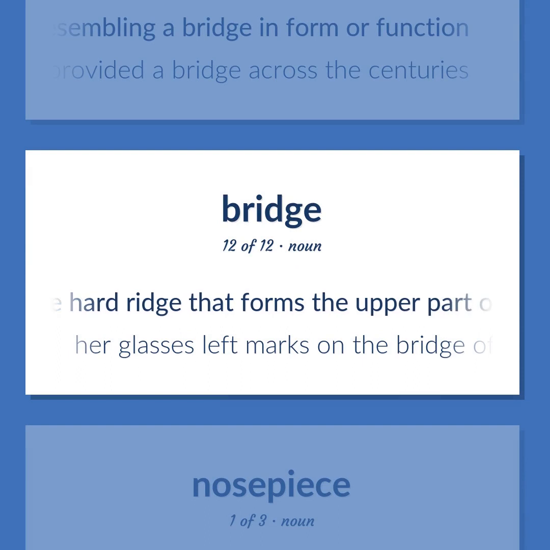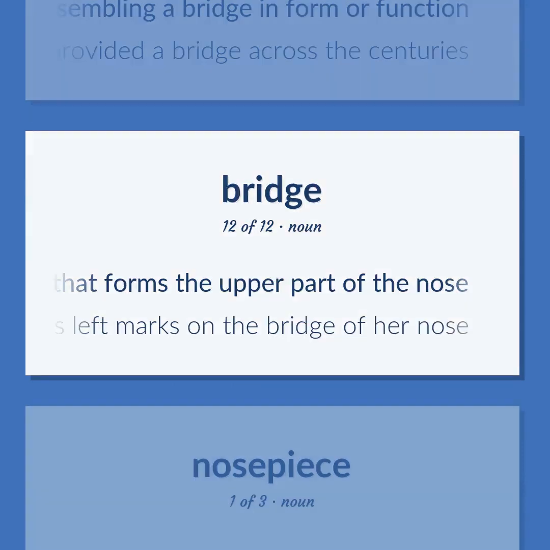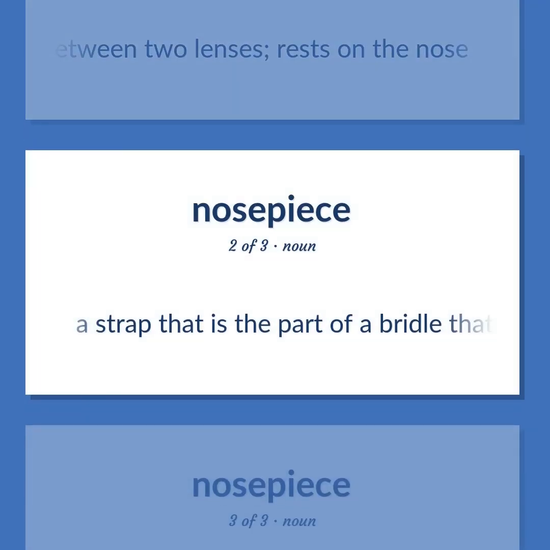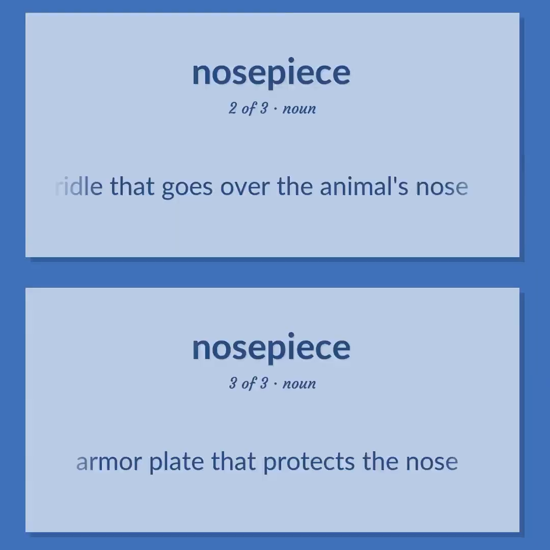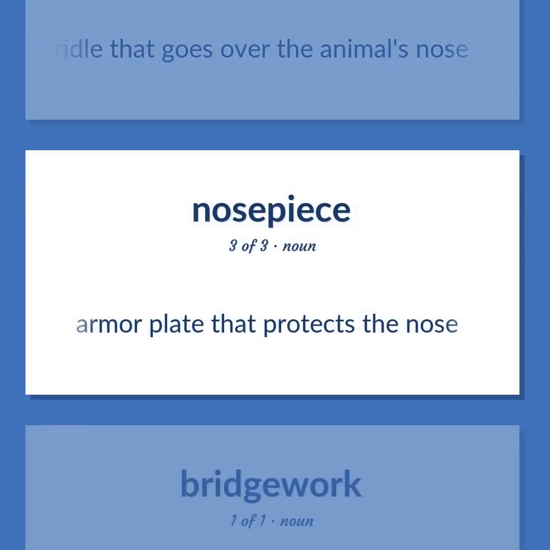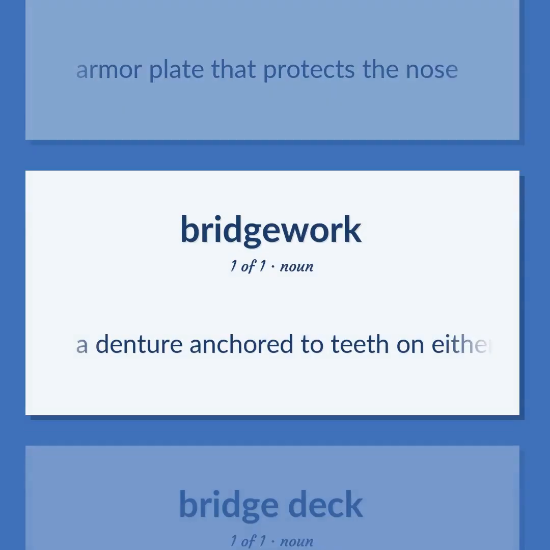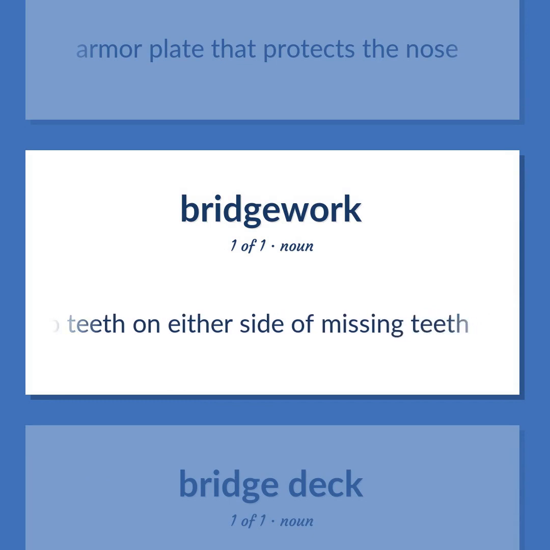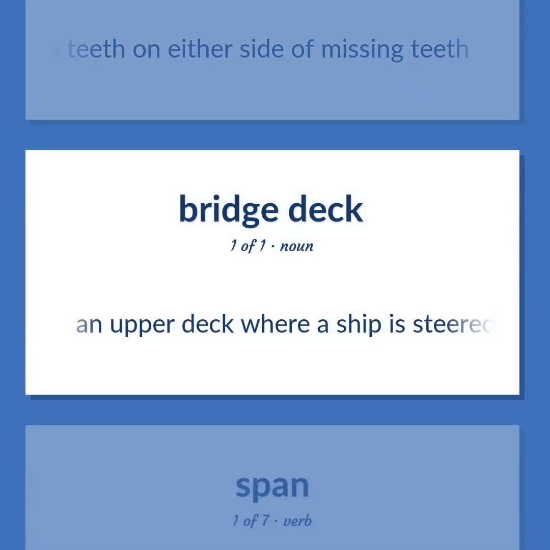The hard ridge that forms the upper part of the nose. Her glasses left marks on the bridge of her nose. The link between two lenses rests on the nose. A strap that is the part of a bridle that goes over the animal's nose. Armor plate that protects the nose. A denture anchored to teeth on either side of missing teeth. An upper deck where a ship is steered and the captain stands.